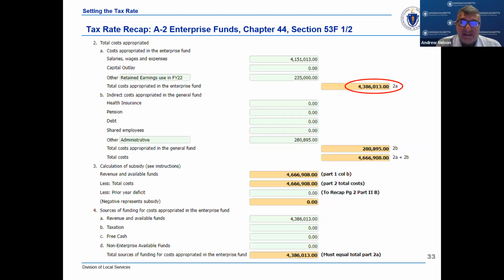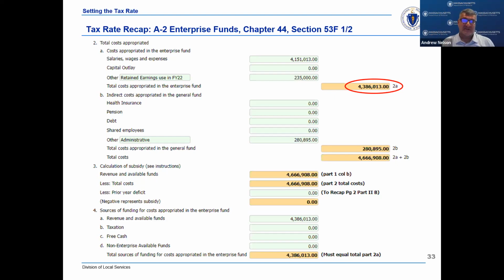They appropriated direct expenditures of $4.3 million. You'll see that's their salaries and wages, and they used retained earnings. That's what they called it, but I'm sure it's for some capital items or something like that, or maybe even just general operating. They have indirect costs of $280,000. It's a golf course. My guess is they have a management company. That's the administrative part, I would guess. This isn't one of my communities, so I can't speak to it specifically, but I'm pretty sure that's probably what it is. So they have an indirect cost there of $280,000, and $4.6 million is the total expenditure.